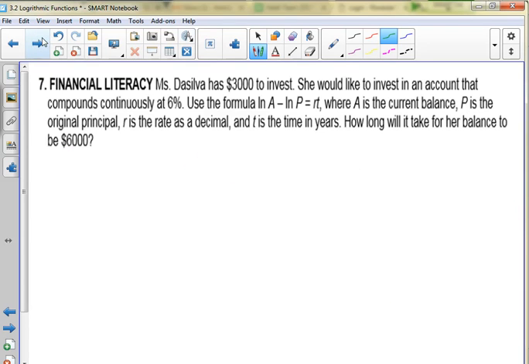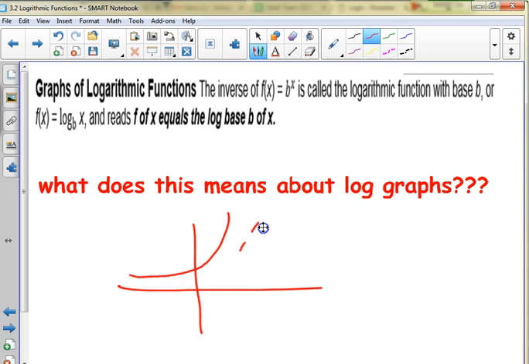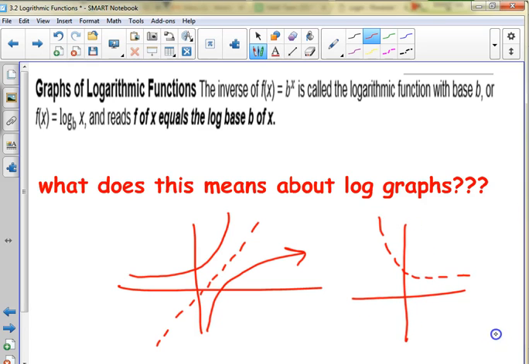All right, guys, I want to get to the graphs. I'm actually going to skip these applications. If we have time, we'll come back to it. All right. The inverse of an exponential is a logarithm. So that means what about the graph? What does it mean when we have an inverse? It's reflected over the line y equals x, yes? So the inverse of an exponential growth should look like that. What is the inverse of an exponential decay going to look like?